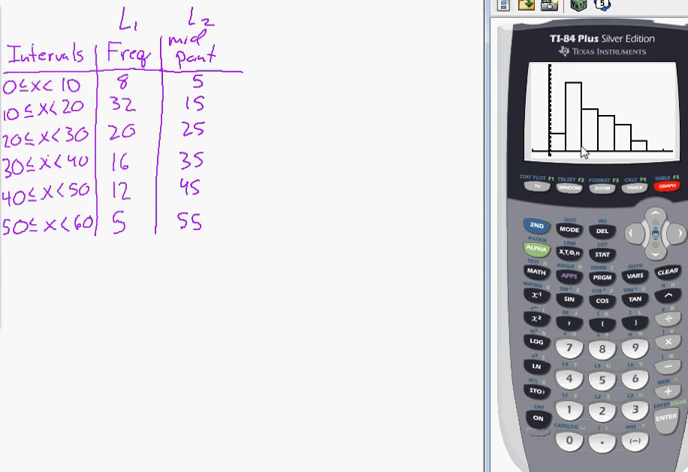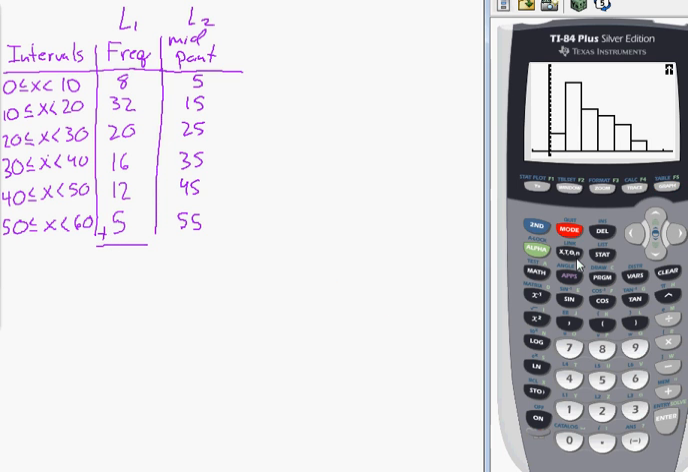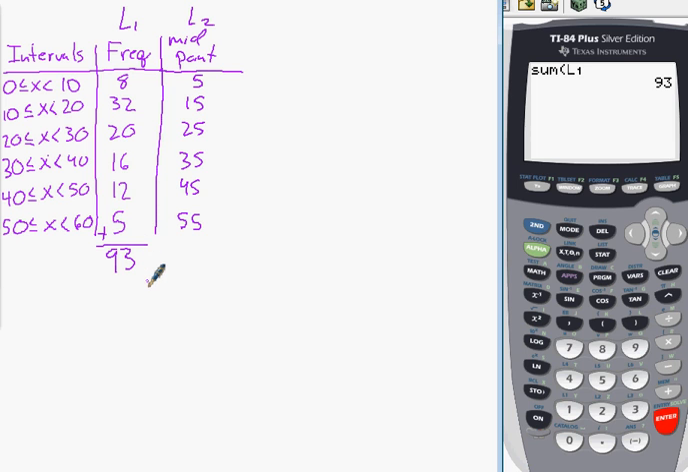Now, let's actually do the calculations. If we want to find the mean, that's often the first thing to do, we need to add up all the data and divide by the number of numbers. The question is, how much data do we have here? If we have 8 in this interval, 32 in this interval, 20 in this interval, and so on, then adding up L1 gives us how much data we have. So I'm going to go to my list math menu, and over here we have sum. I'm going to sum L1, which are my frequencies. And it turns out there are 93 data points.